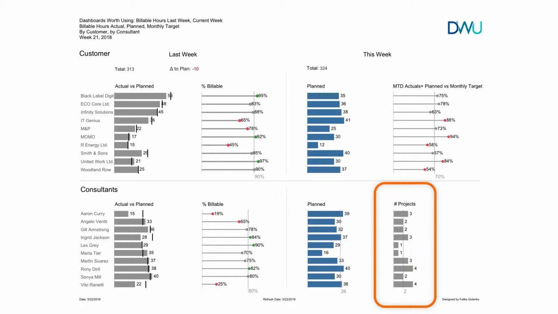Well, here's another interesting chart. We claim that our consultants are most effective if they work for 1 or at most 2 customers in a week. So this chart shows how many customers our consultants are allocated to for the current week. And the line at 2 says, well, everything that is above is not so good.